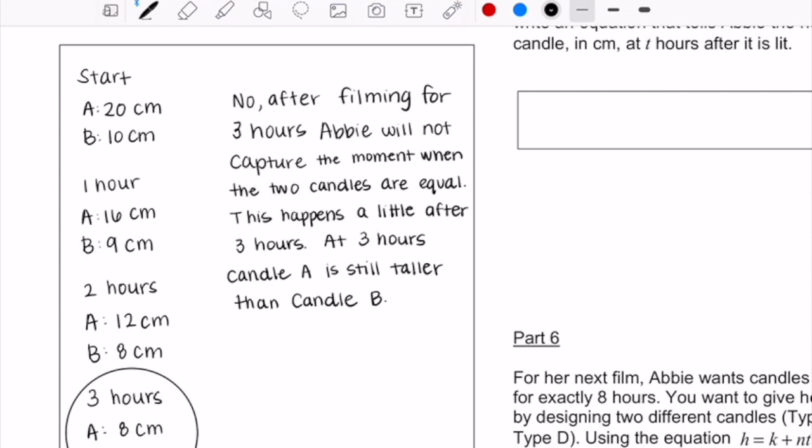No, after filming for 3 hours, Abby will not capture the moment when the 2 candles are equal. The point where the 2 candles are equal would happen a little after 3 hours. At 3 hours, when the filming stops, candle A is still just a little bit taller than candle B.